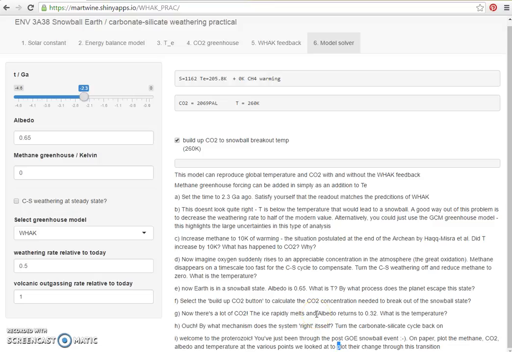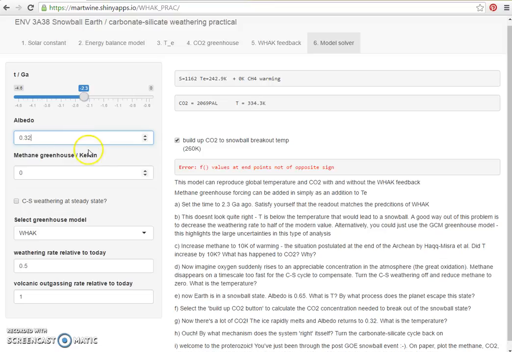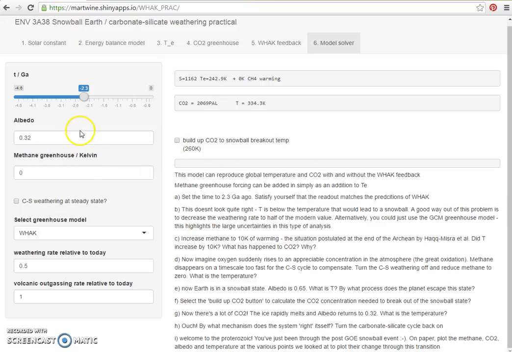The ice is melted, so the albedo returns to 0.32. We need, of course, to deselect build up CO2 snowball breakout temperature. And there you see CO2 is 2069 times pre-industrial level. With the albedo down at 0.32, we've gone from 260 Kelvin to 334 Kelvin, which is extremely hot. It's a super greenhouse.